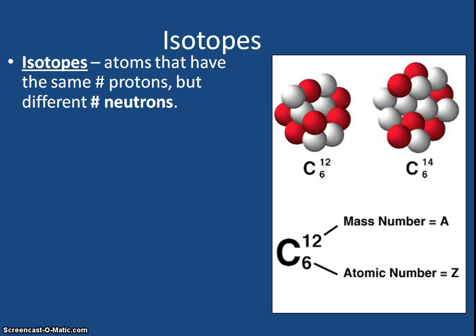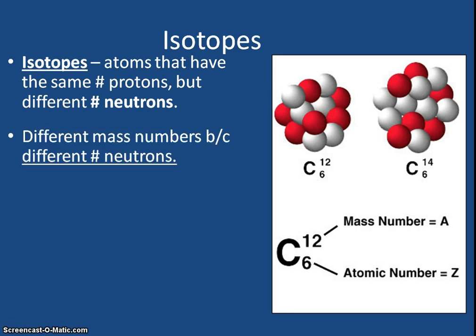And since they have different numbers of neutrons, their mass is going to be different. Because remember, the mass includes neutrons. It doesn't include electrons, but it does include neutrons. So for isotopes, the two words I want you to think of are neutrons and mass. Neutrons and mass. Go ahead and circle those two words on your notes.